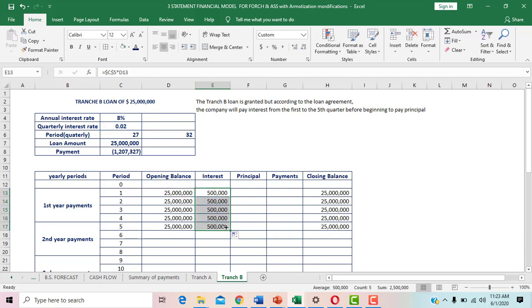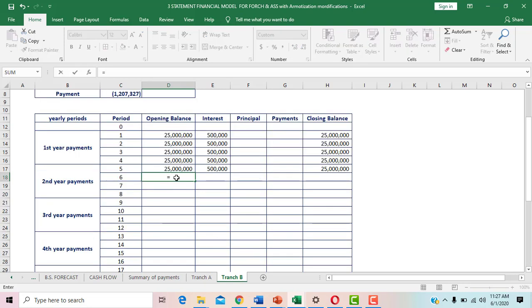So we realize that from the first right to the fifth quarter, we are going to be making quarterly payments of $500,000. Then from the sixth period, we are required to pay interest as well as principal. In the sixth period, our opening balance is going to be equal to the closing balance of the fifth period. The total payment we are supposed to be making in the sixth period is going to include our interest as well as our principal.